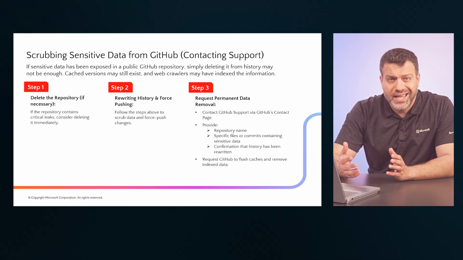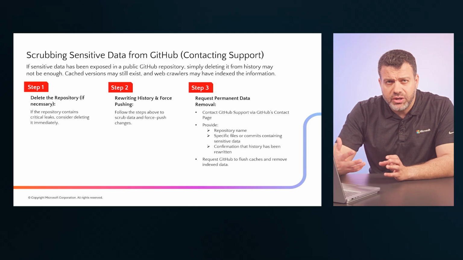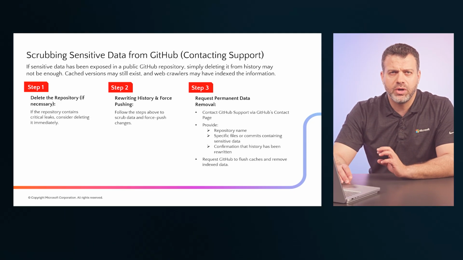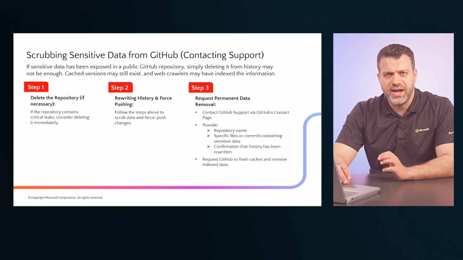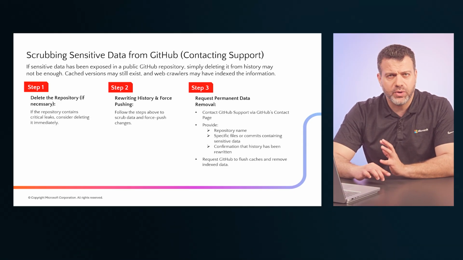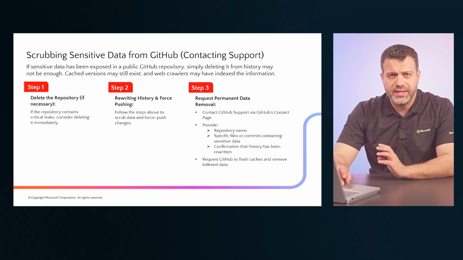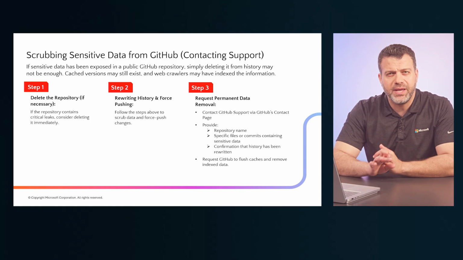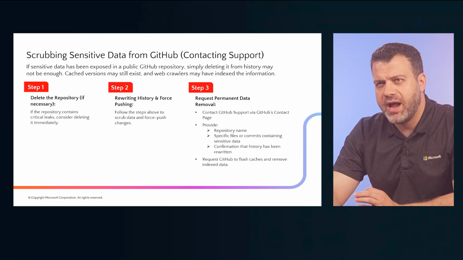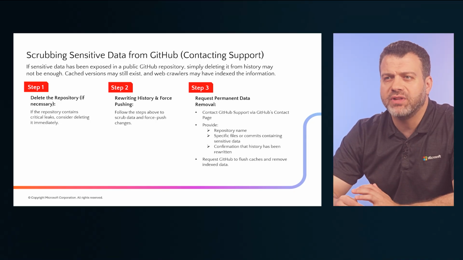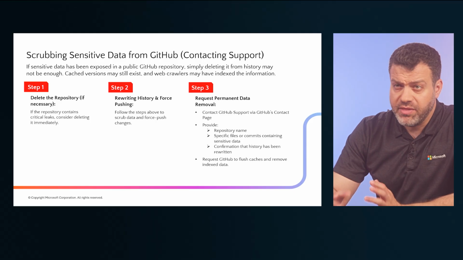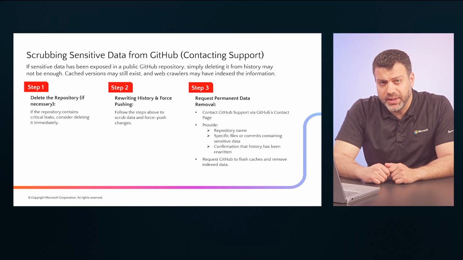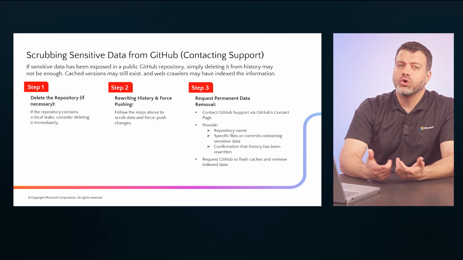So if an API key gets picked up by a search engine or cached by GitHub, even after cleaning your repo, someone could access it. So you provide GitHub with the repository name, the affected commits, and confirmation that the cleanup is complete. After that, you request a cache flush and full removal. That's just before the most important step. Because once it's public, you have to assume it's already been used.